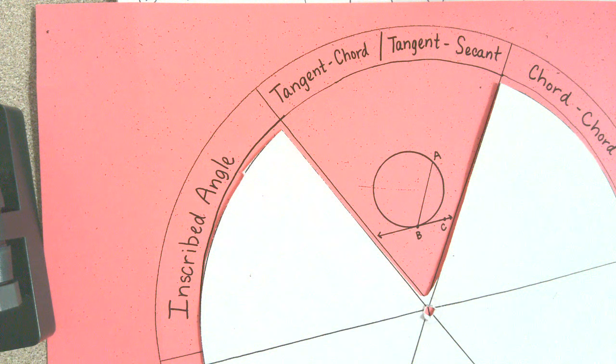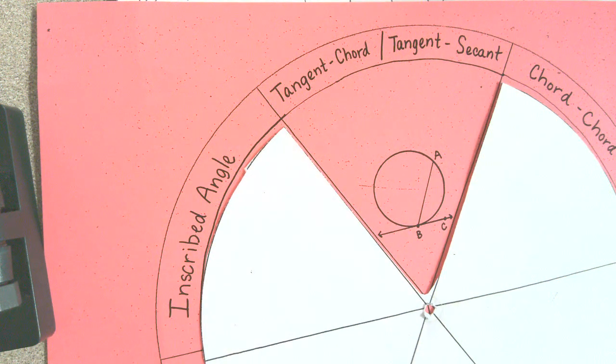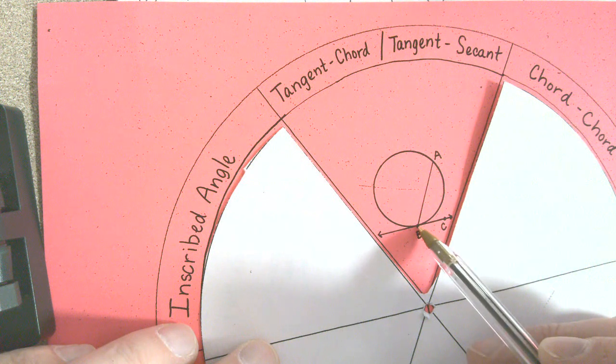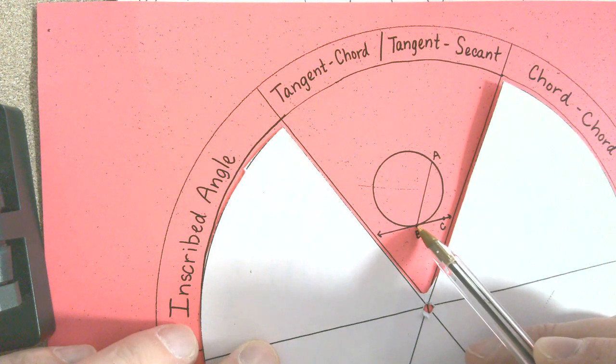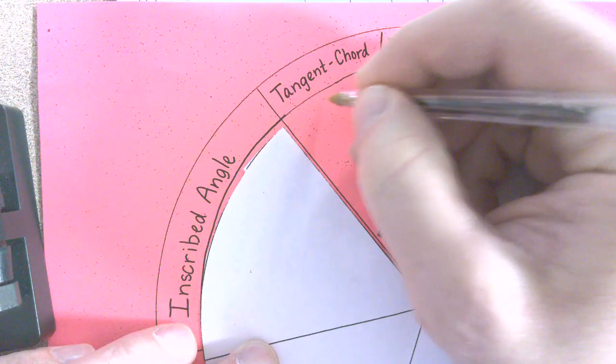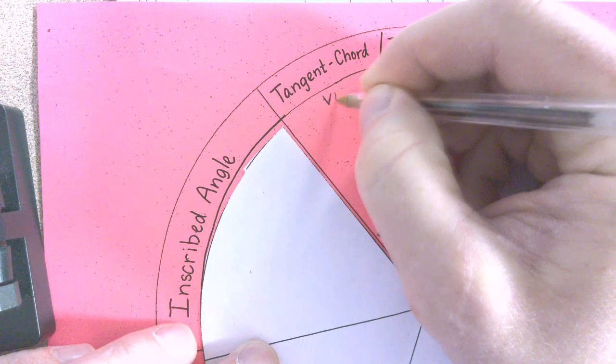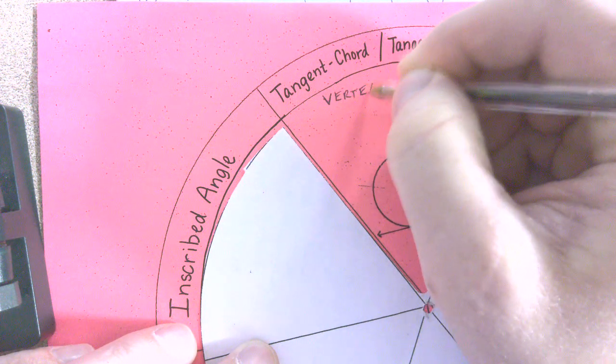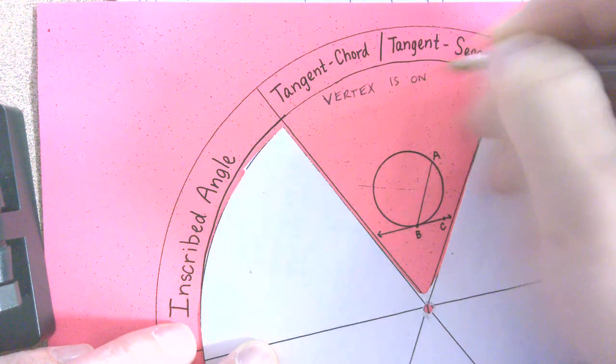Okay, so we're going to start with the tangent chord, tangent secant. Take a look at this picture that we're giving you. You will notice it is pretty similar to what we talked about with our inscribed angles. And when I say it's similar, the thing that is the same is the fact that our vertex is on the circle. So that's the first thing I want you to recognize or write down at the top: for this one, the vertex is on the circle.